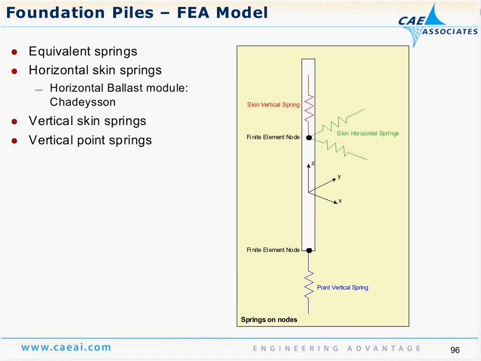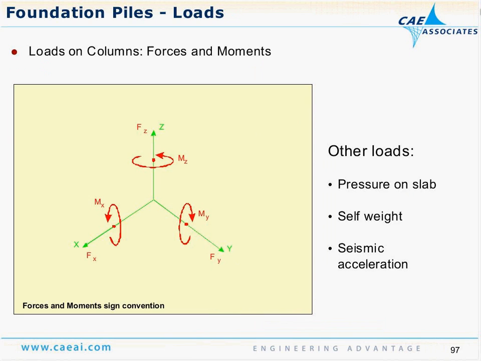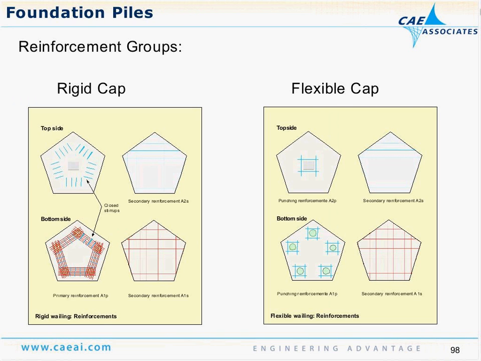All this data is then taken, developed, and compiled into a series of equivalent springs, both horizontal, vertical, and point type springs, that allow for a very rapid representation of a pile response. From an external perspective, one can apply loads, forces, and moments on the column itself, pressures on the slab, self-weight, and any seismic type evaluation. In terms of reinforcement definition, we can look at either rigid or flexible caps.